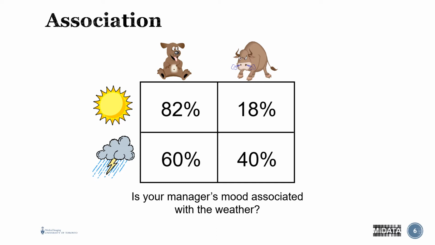Now let's look at this example again, but this time the numbers have changed. During sunny weather, your manager is a happy dog 82% of the time, and only 18% of the time is an angry bull. Whereas when it's rainy and stormy, your manager's only a happy dog 60% of the time, and 40% of the time is an angry bull. So in this case, we can see from the numbers, and we don't really even need to do the stats to test it, that there is clearly an association.